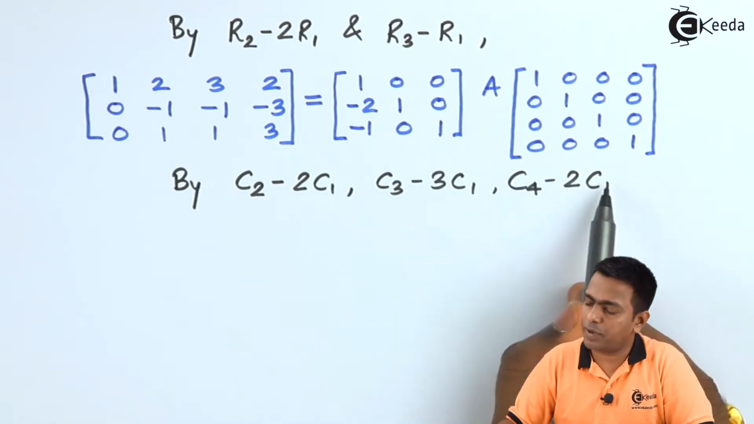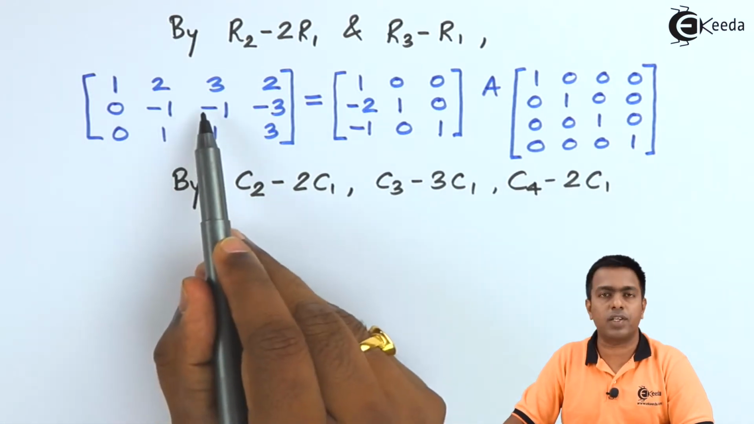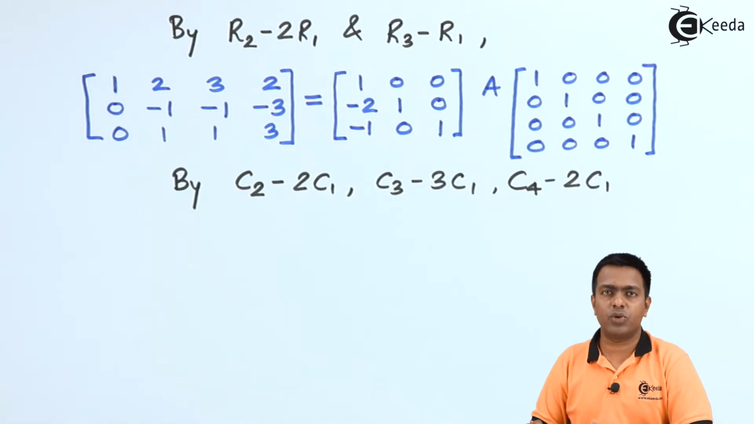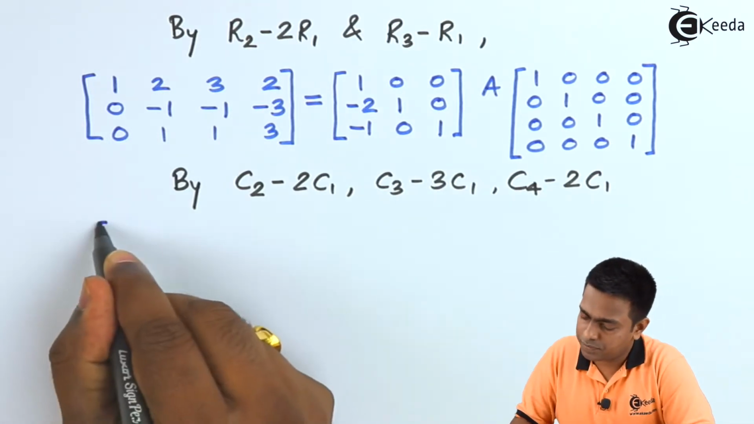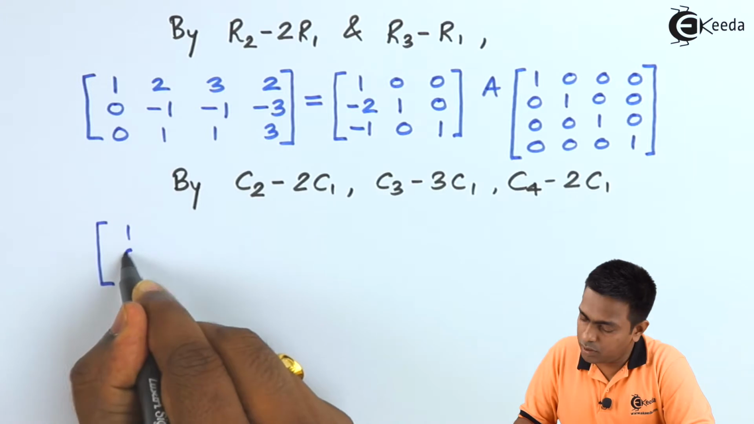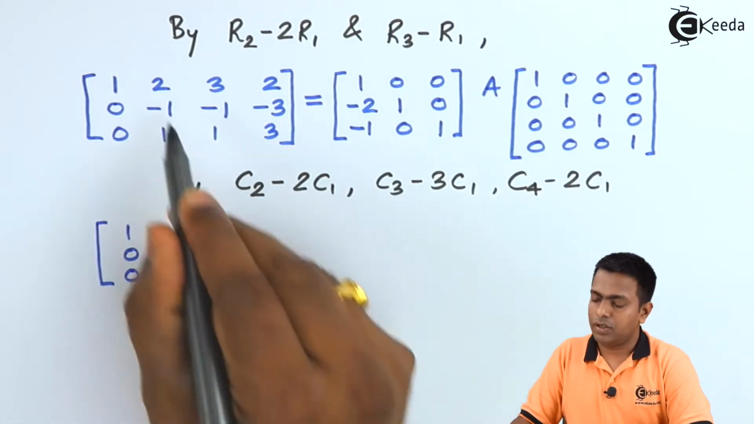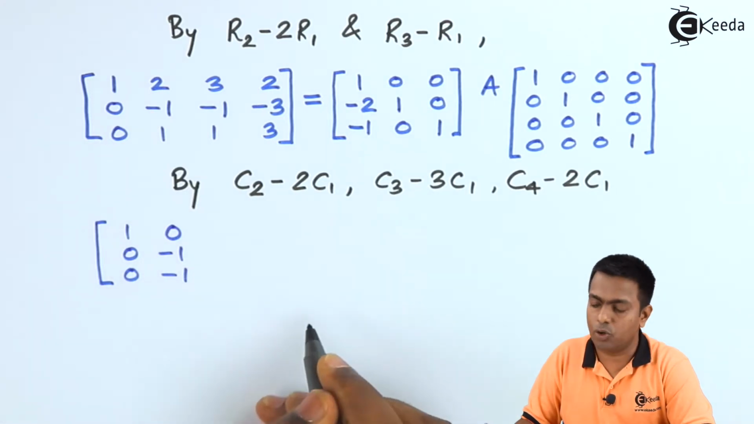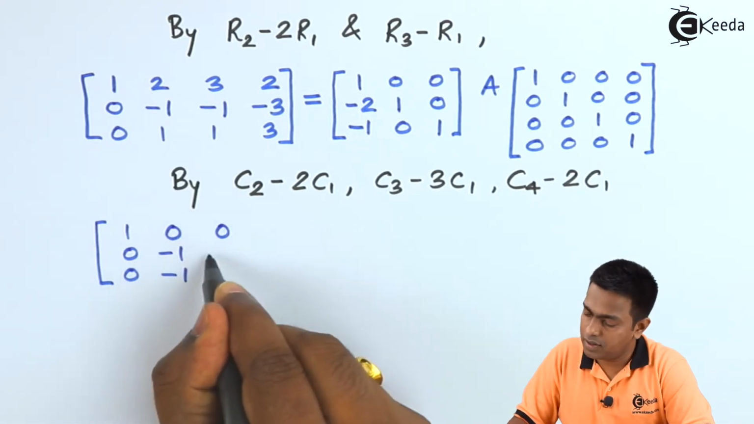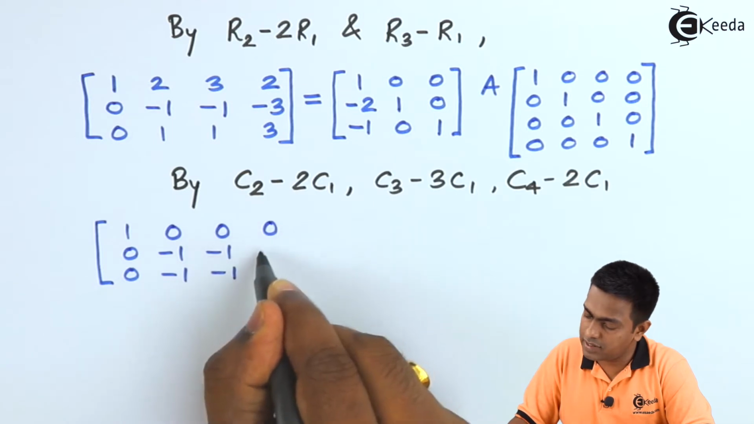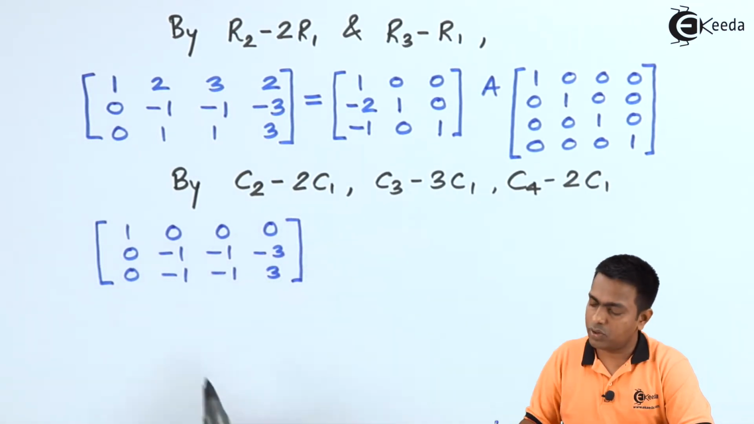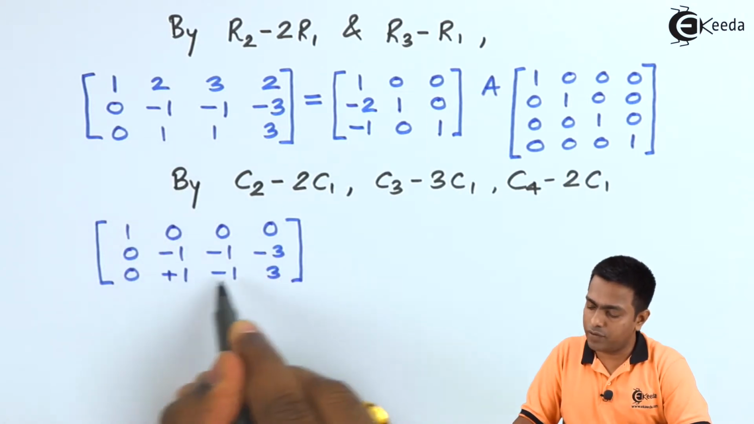And since this is a column transformation, we'll perform the same column transformation on the second matrix, and the first matrix will remain as it is. So let's see what we get. So first column as it is. Here we'll get 0 minus 1 minus 1, again 0 minus 1 minus 1, and 0 minus 3 and 3. So guys, here these two values are positive 1.